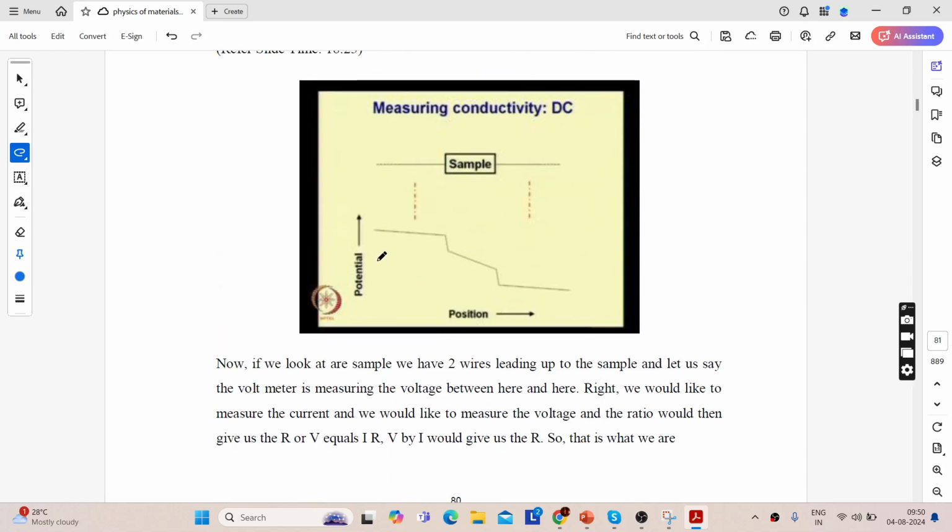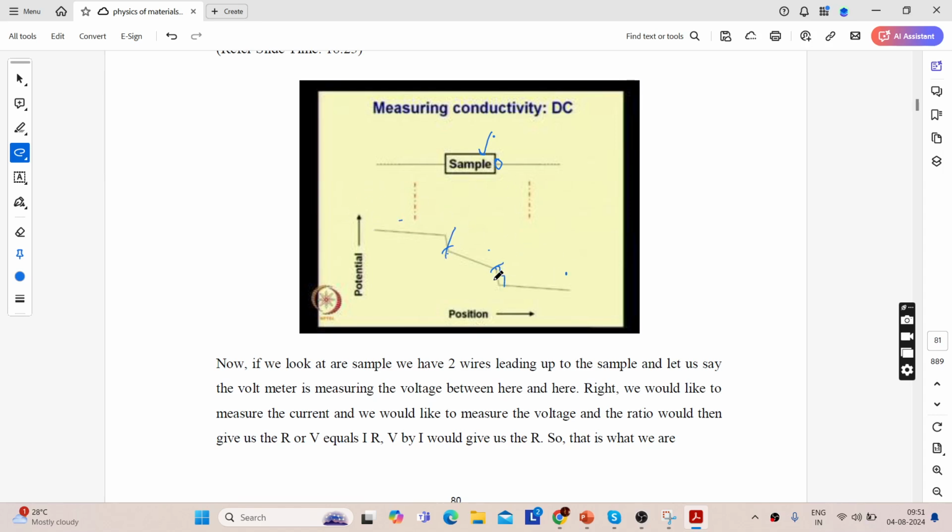If you see this diagram, the sample is connected to two end connections, and when we plot the potential versus position, first there is a potential drop where the sample is connected with the wire, at that junction. This potential is the one we actually have to measure to get the resistivity or conductivity of the sample. In the two-probe method, there will be a drop again, and then the normal potential drop.